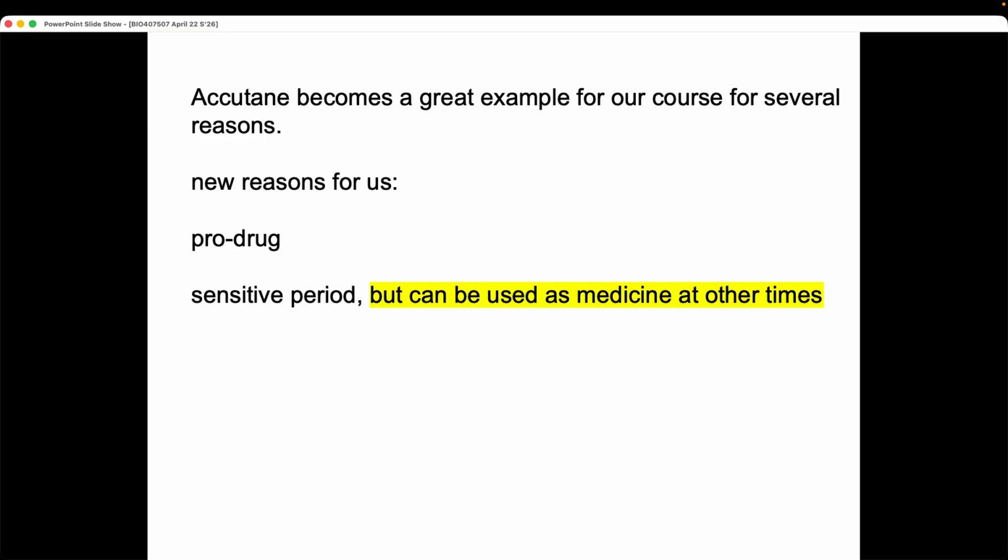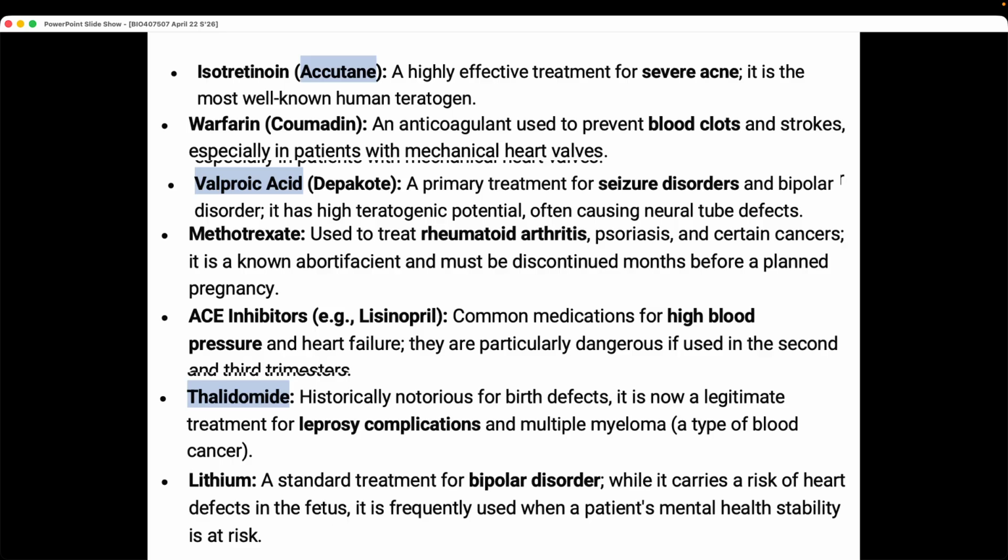So that's that. And then I just wanted to, since we hadn't talked about this idea before, say, well, we know about sensitive periods, but sensitive periods open the door for the idea that maybe it could be a medicine that's used at other times in the life cycle. And so I just wanted to pull that together again to synthesize some of our learning. So here's an AI-generated list of examples of medicines that are teratogens.